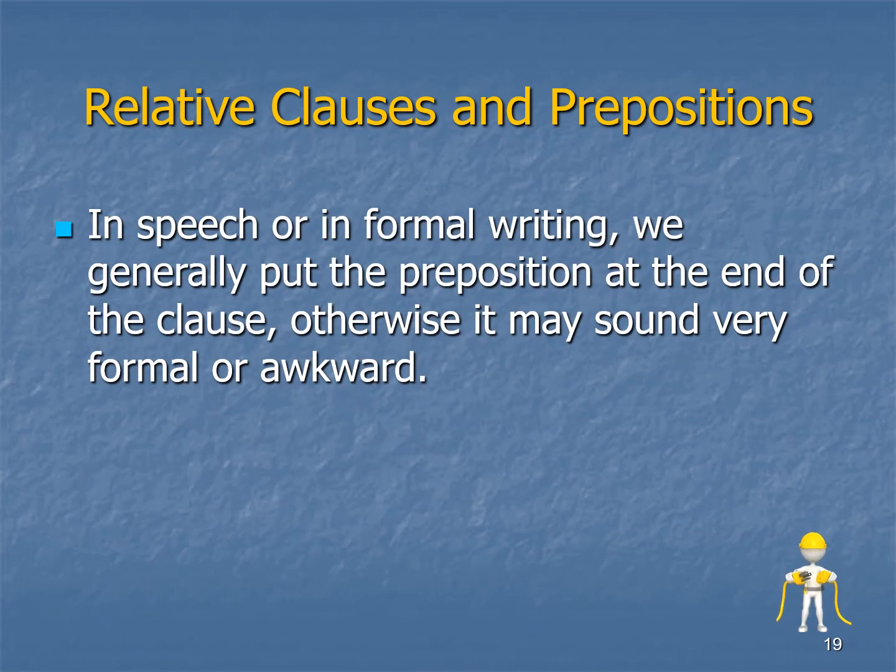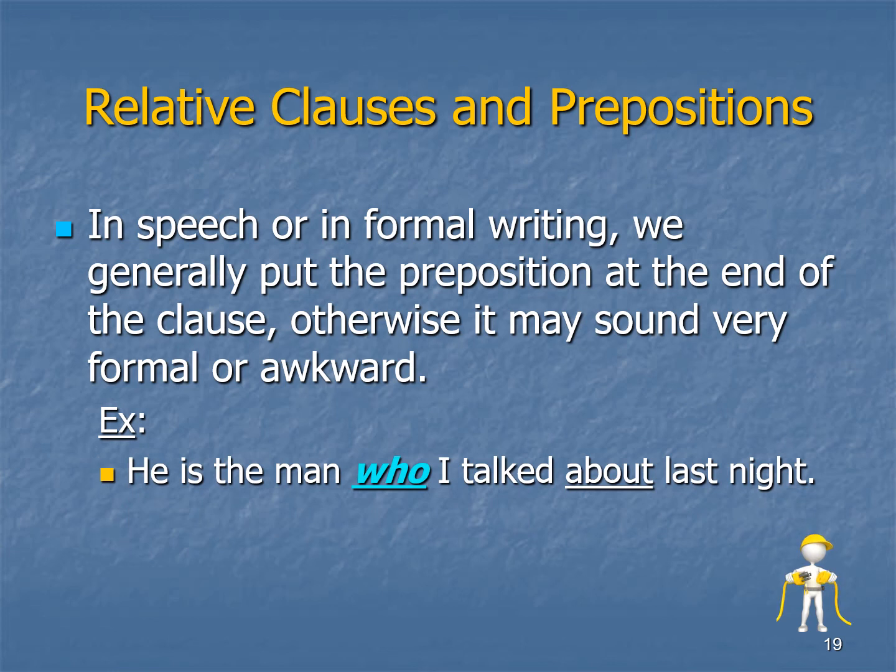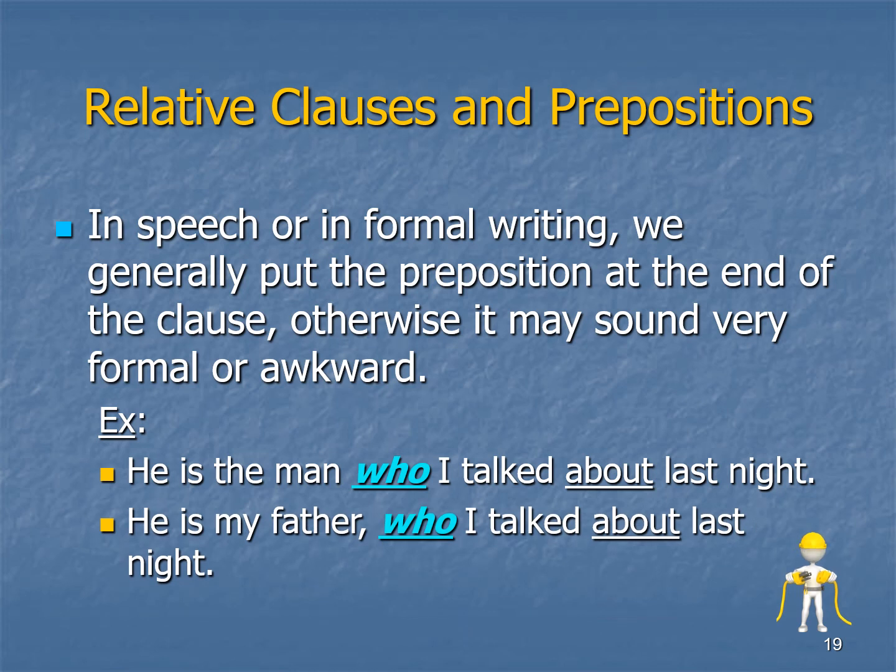In speech or in informal writing, we generally put the preposition at the end of the clause. Otherwise, it may sound very formal or awkward. So in some cases we are normally familiar with the preposition at the end. All right, is it true? Okay, he is the man whose I talked about last night. All right, it sounds something like a formal thing that we normally use here. He is my father who I talked about last night. All right, any questions? So please comment if you have some questions. Leave your question in the comment, right?